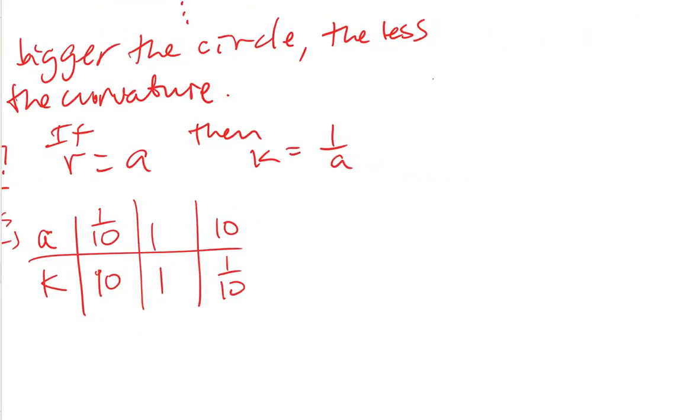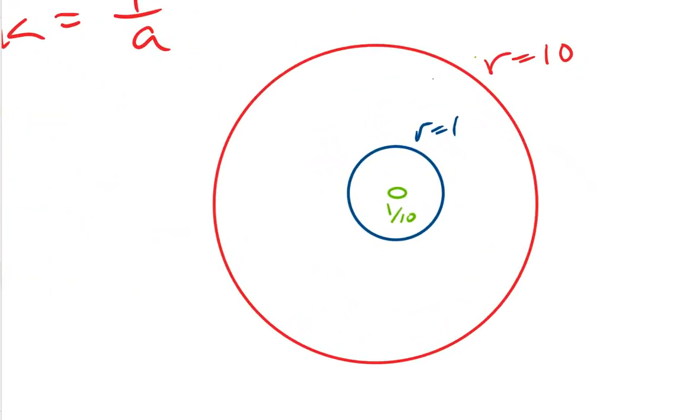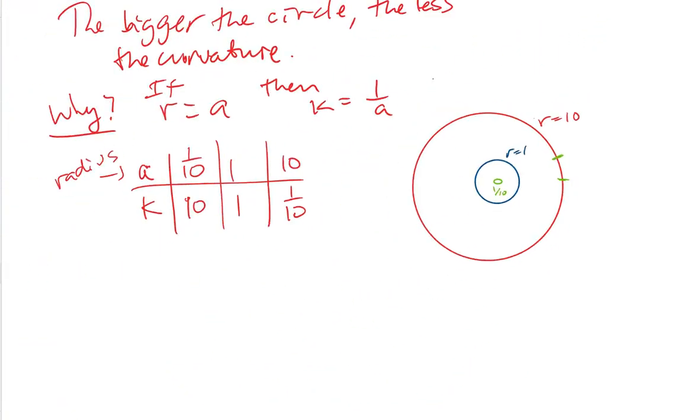So if you compare 3 circles, the outer circle has a radius of 10, the next one is radius 1, and the next one inside has a radius of 1/10. You can see that the curvature is much bigger for the very small one than for this one. This one here, if you zoom in, almost looks like a line. So the bigger the radius, the smaller the curvature.